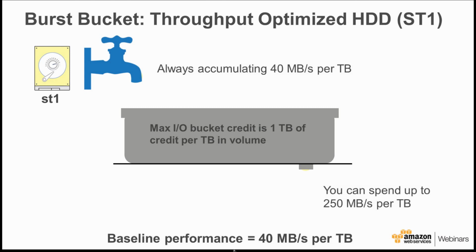Like GP2, you can spend your volume credits at the maximum burst rate. You can spend up to 250 megabytes per second per terabyte. And when you're not bursting, you're always accumulating credits into your burst bucket for ST1 at 40 megabytes per second per terabyte.